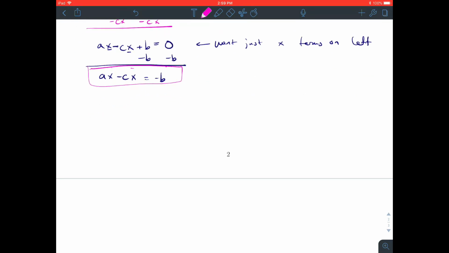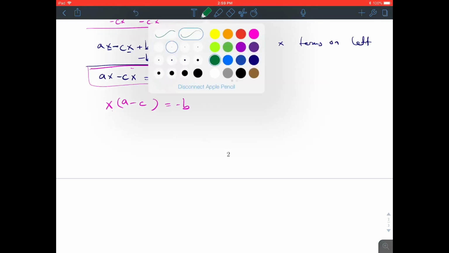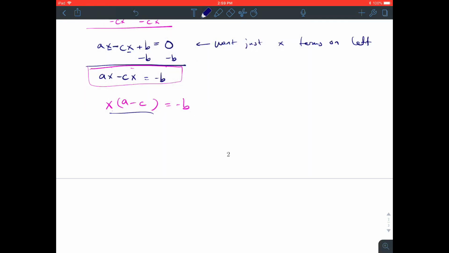We factor out x from this side. That leaves us with x times a is ax, x times negative c is negative cx. This is all equal to negative b. And now we're left with that single x. So all we have to do is use inverse operations. Divide by a minus c on both sides of the equation. And we get x equals negative b over a minus c.